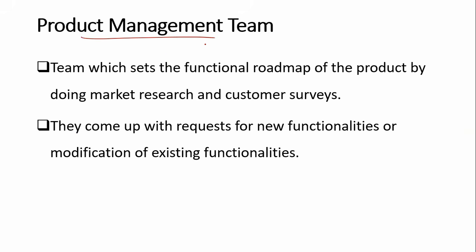So here the product analysis happens, and the product management team comes into the picture. What exactly they do is set the functional roadmap of the product by doing market research and customer surveys. For example, if you want to develop a product, at the time of release it should be useful. That requirement should not be outdated, and what you develop should be used maximally by the people. So we must know market research and customer surveys.